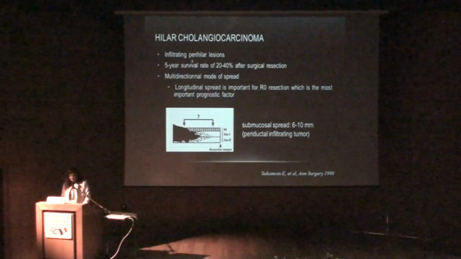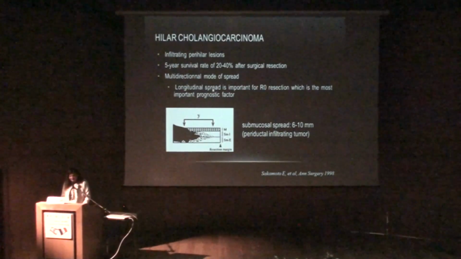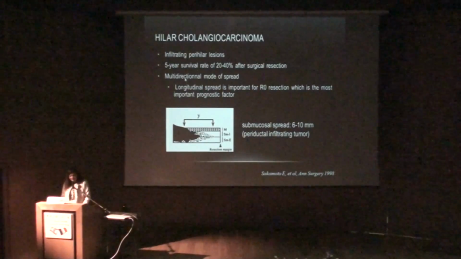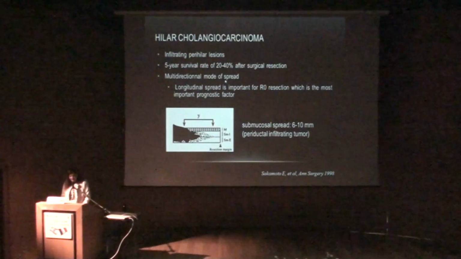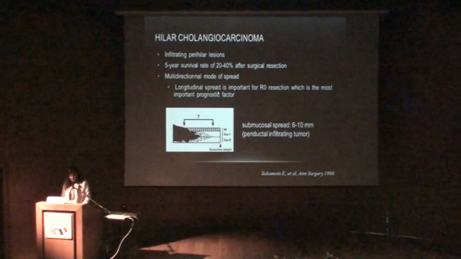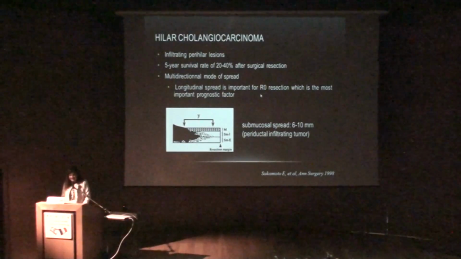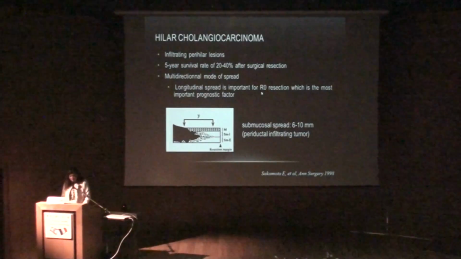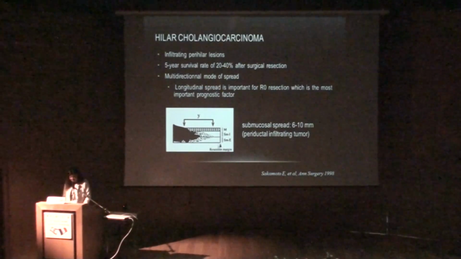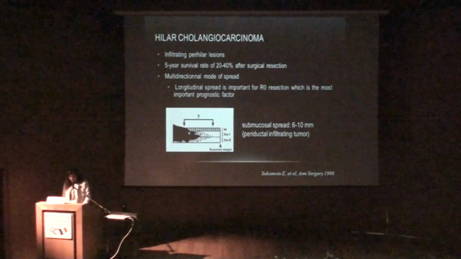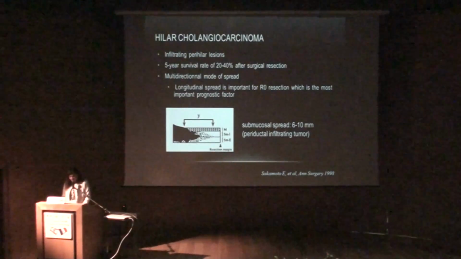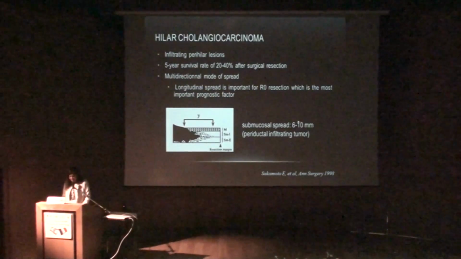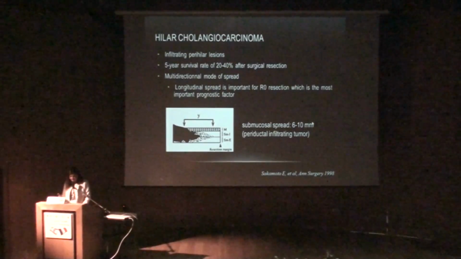What is very important to understand is that this tumor has a multidirectional mode of spread, and the longitudinal spread is probably very important for R0 resection. And that is the most important prognostic factor. Here it is illustrated. You have this submucosal spread, which has been evaluated around 10 millimeters after the tumor.